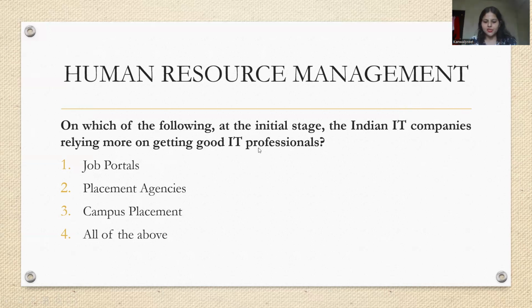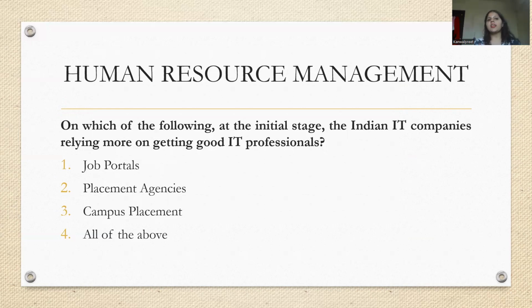It is a very dynamic subject, so it keeps on changing. There are so many upgradations daily. And if you have read, sometimes the attrition rate is very high in such companies also. So at the initial stage, IT companies want to rely on which type of placement, from where they can hire people? The options given are job portals, placement agencies, third, campus placement, and fourth is all the above.